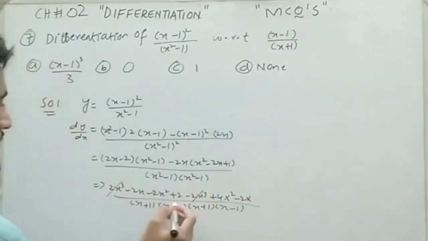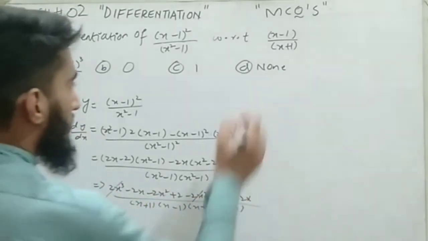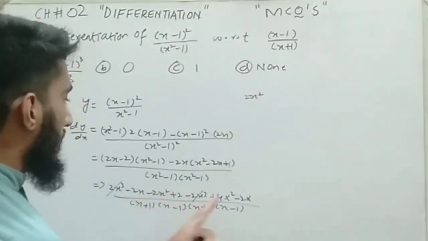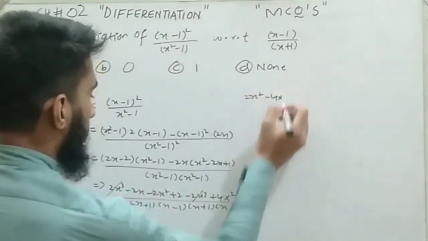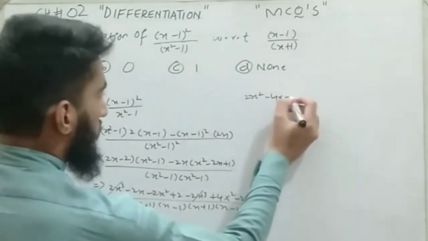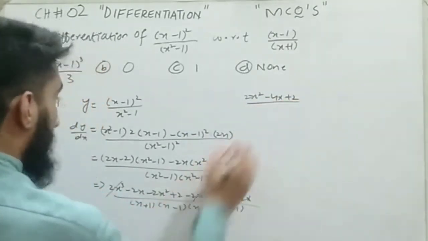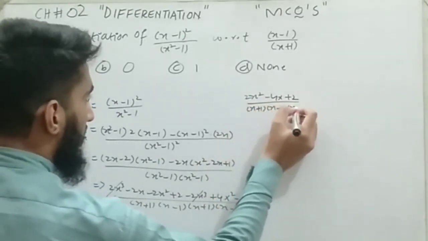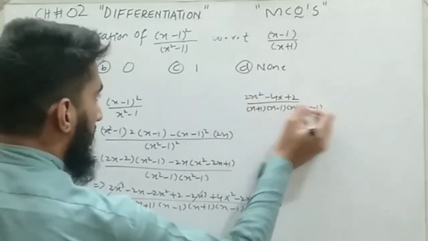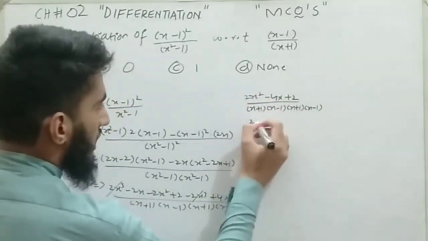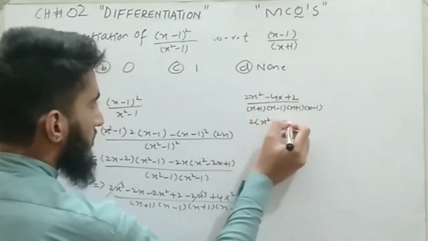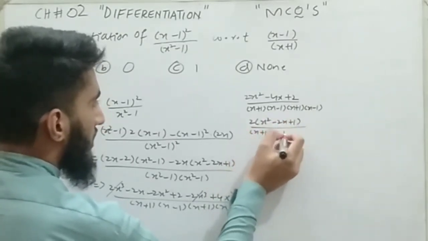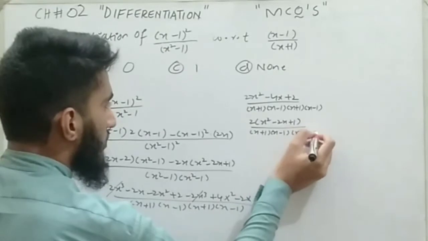2x cube is cancelled with 2x cube. We are left with minus 2x square plus 4x square, which gives us a value 2x square. And after this minus 2x gives us a value minus 4x, and we are left with just 2, whole divided by (x plus 1)(x minus 1)(x plus 1)(x minus 1). Now if we take out 2 common, it becomes x square minus 2x plus 1 in the numerator divided by (x plus 1)(x minus 1)(x plus 1)(x minus 1).